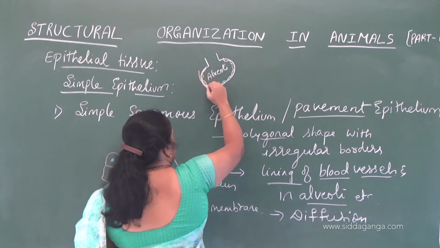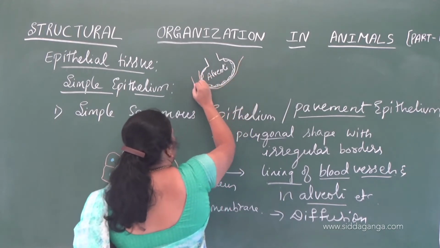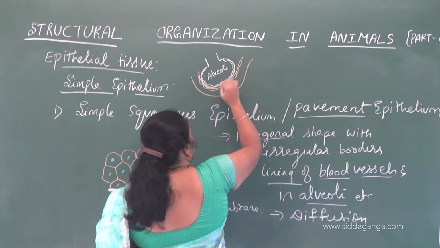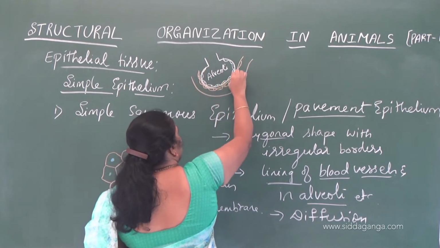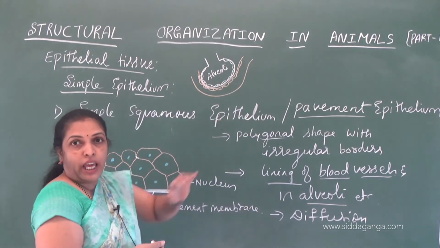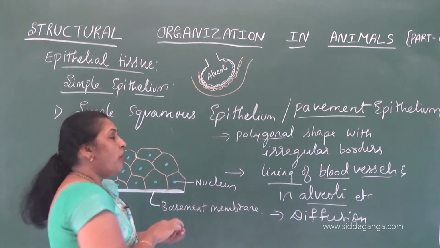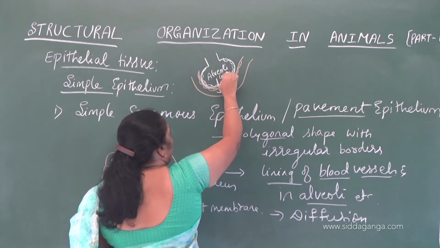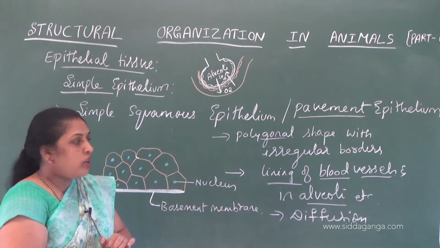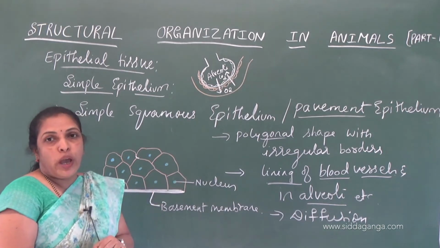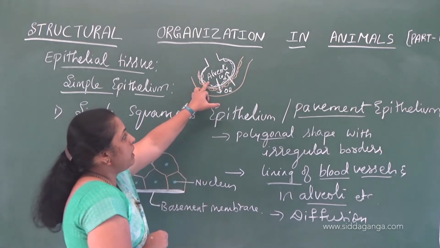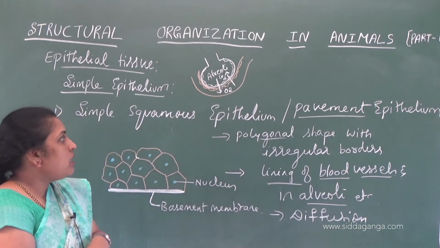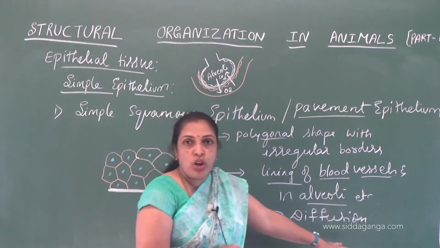And these blood capillaries are also lined by simple squamous epithelium. This thin layer of epithelium helps in faster diffusion of gases. Oxygen enters into capillaries and carbon dioxide enters into alveoli. Understood? This thin layer of squamous epithelium present in the alveoli and in the blood vessels helps in faster diffusion of gases. That's why its main function is diffusion of substances.